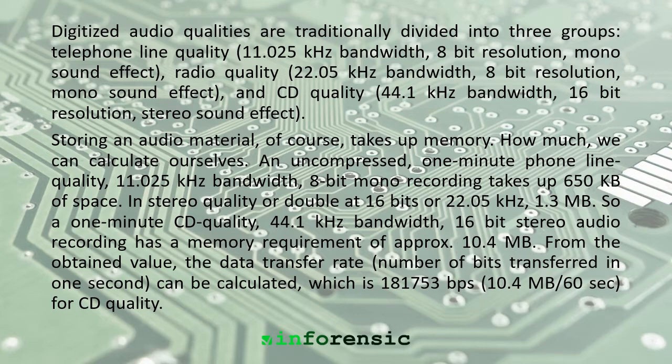An uncompressed, 1-minute phone line quality, 11.025 kHz bandwidth, 8-bit mono recording takes up 650 KB of space. In stereo quality it is double, at 16 bits or 22.05 kHz, 1.3 MB. So a 1-minute CD quality, 44.1 kHz bandwidth, 16-bit stereo audio recording has a memory requirement of approx. 10.4 MB. From the obtained value, the data transfer rate, the number of bits transferred in 1 second, can be calculated, which is 181,753 bits per second, 10.4 MB over 60 seconds, for CD quality.